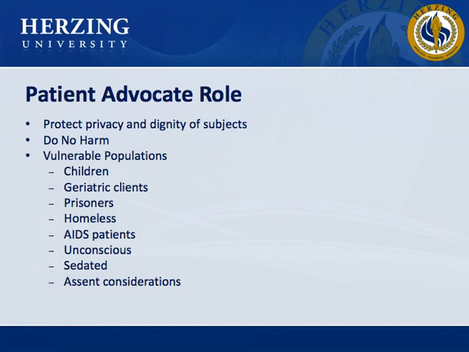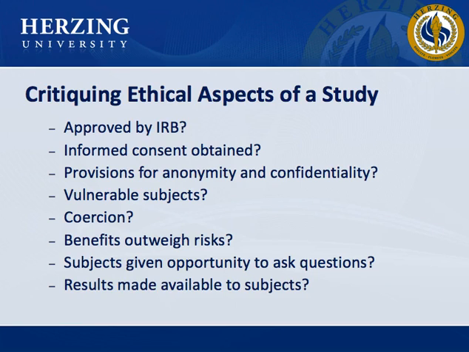So, examples of vulnerable populations include children, geriatric clients, prisoners, homeless, AIDS patients, unconscious individuals, sedated individuals, and assent considerations. Although most published research devotes little space to subjects' rights, readers of a report must be able to make some determination about the ethical nature of the study.